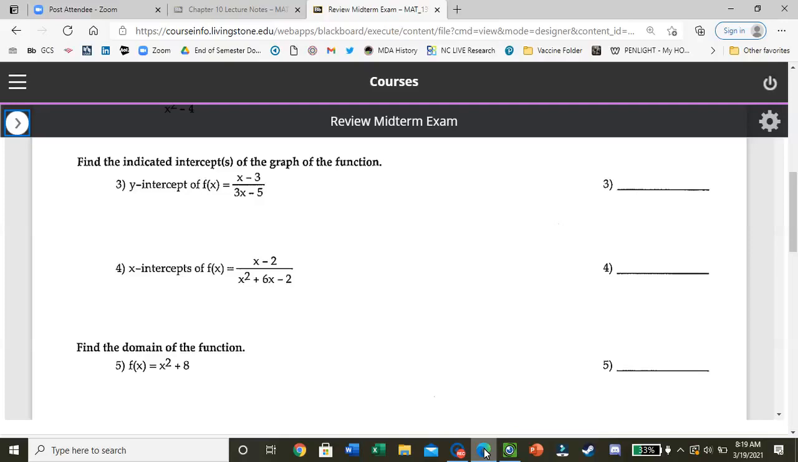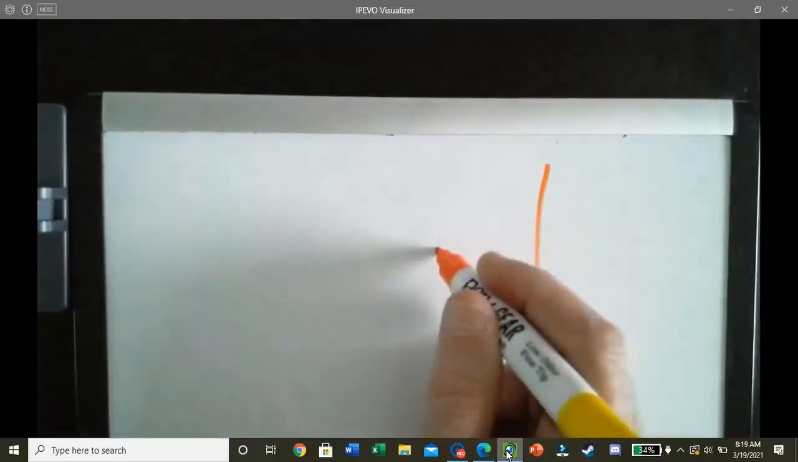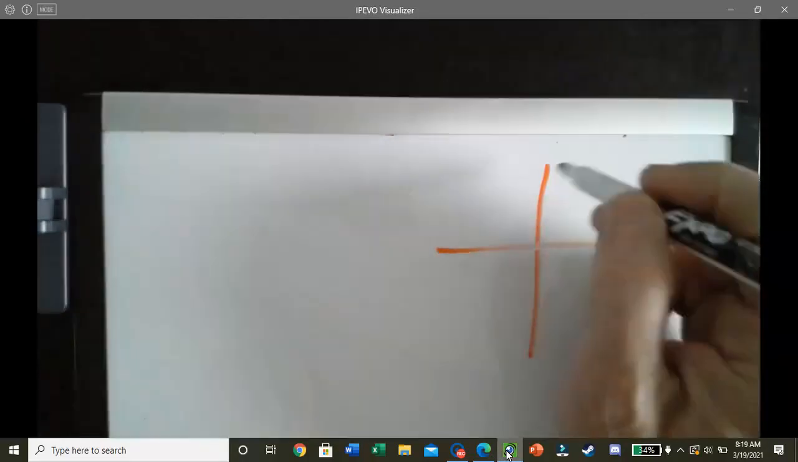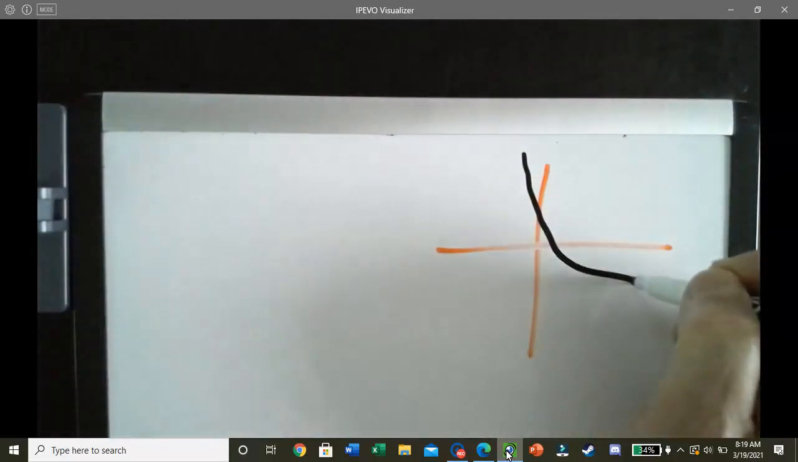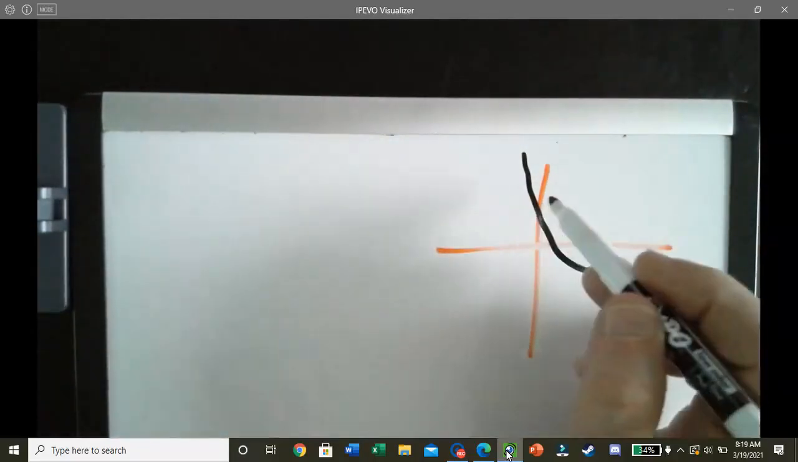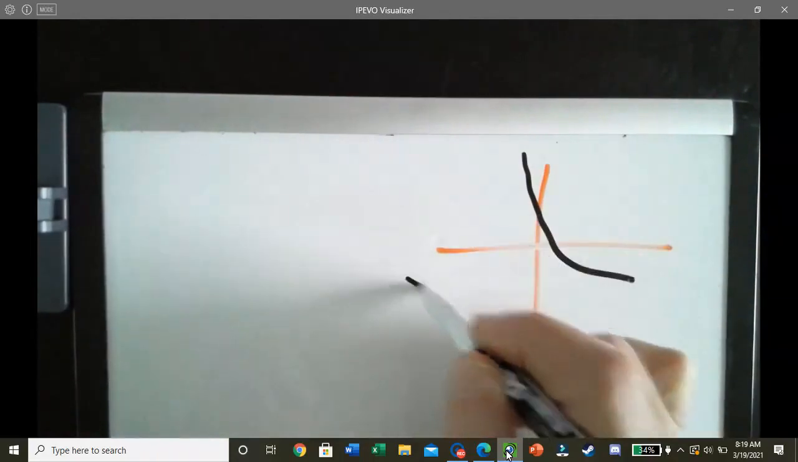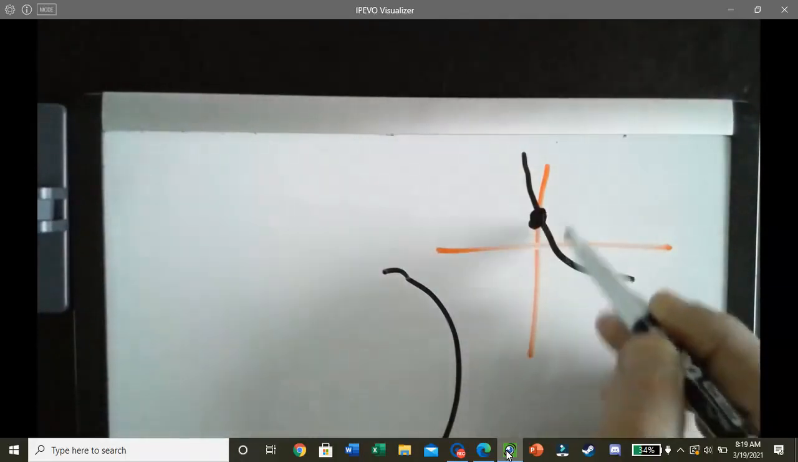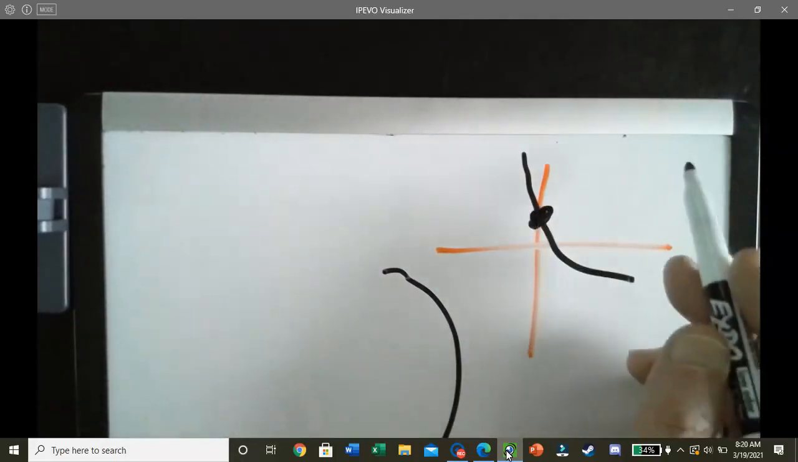Let's go over the intercepts. Okay. Let's say that we have a rational function. Here's a graph, and we have a rational function that looks something like this, and something like this maybe. Okay? And you have a y-intercept here.